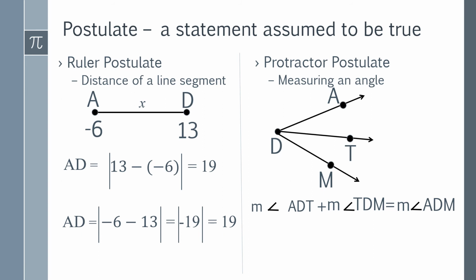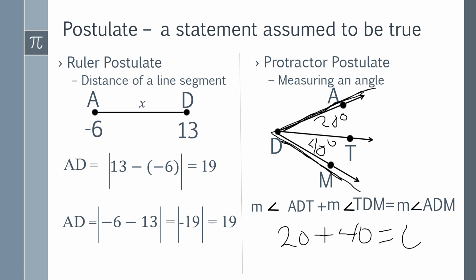So therefore, you're combining 2 smaller angles to get the larger angle. So let's say, for instance, angle ADT is 20 degrees. Angle TDM is 40 degrees. So the measure of the entire angle is going to be 20 plus 40, which is 60 degrees. So the measure of angle ADM is 60 degrees.